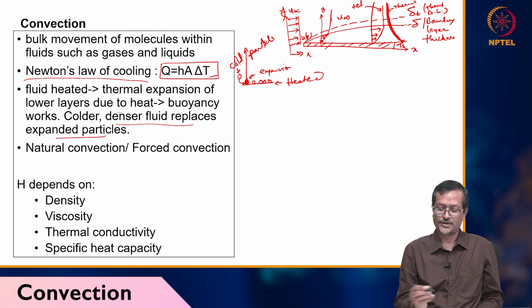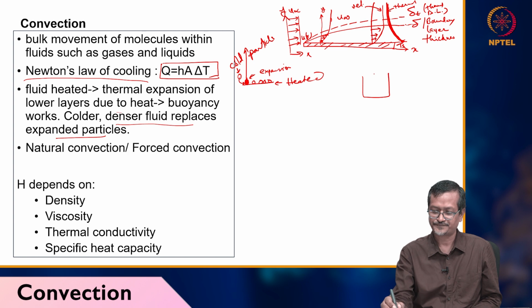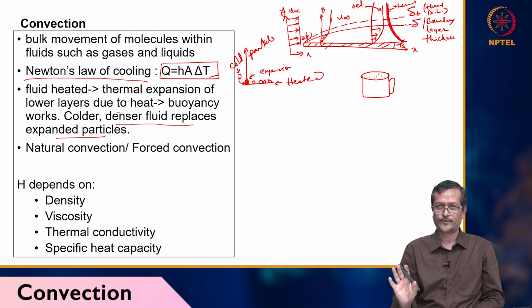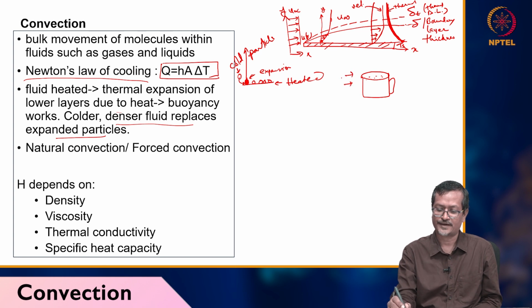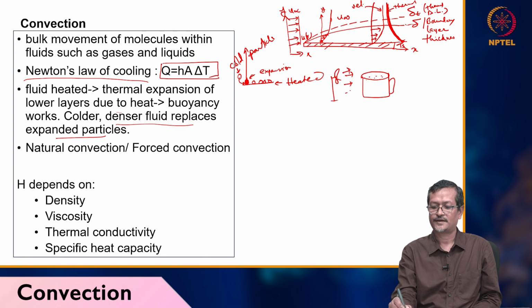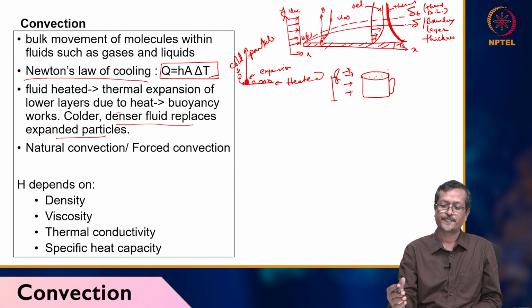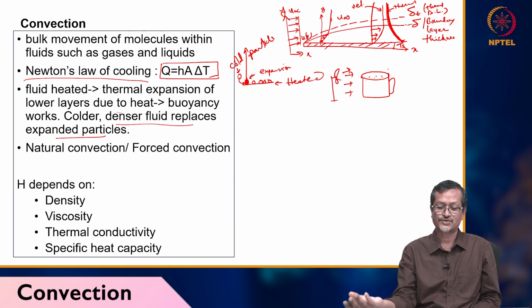This is natural convection. If there is no air blowing over it, let's say I have taken one cup of tea, and there is no air blowing, this will take a longer time to cool. But if I have a table fan here, and it is blowing air at a very high rate, then the cooling rate will be very high, so it will cool quickly. This is called forced cooling or forced convection.